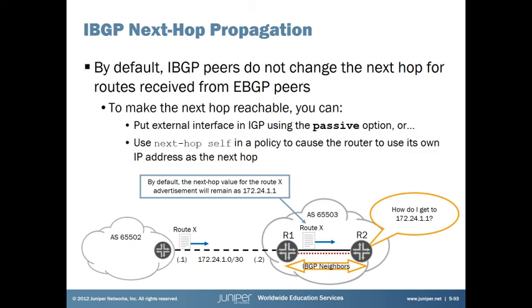Exactly. How would it know? Because R2 is running its IGP for its own autonomous system, so it has routes for all the routers in its own autonomous system, including R1. But its IGP is not giving any routing information to that router over there in that other autonomous system. It has no route for that.